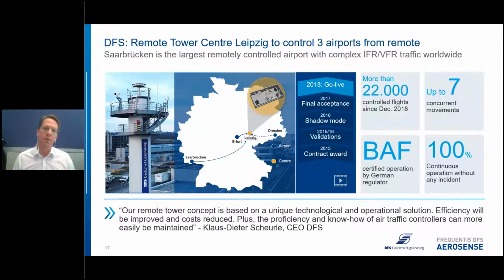And to give you a brief overview, we have the remote tower center in Leipzig, and from Leipzig 3 airports should be controlled in the first phase. The first airport, Saarbrücken, is about 450 kilometers away. The Saarbrücken airport has been online for more than 2 years, since December 2018. This year, the smaller airport Erfurt will follow, and we expect next year that Dresden, a larger regional airport, is following.